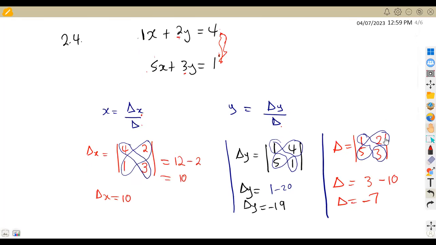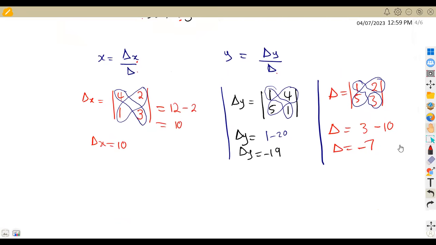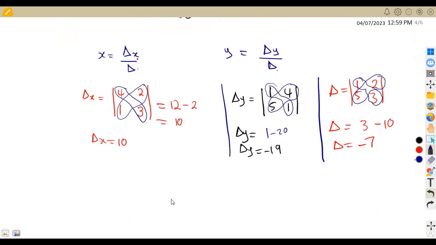So with this information, it is enough for you to have the value of x and the value of y, since we said x is equivalent to the determinant of x over the determinant with respect to constants. So we are going to have 10 for the determinant of x over the determinant of constants, which is negative 7. So that is going to be negative 10 over 7. Or as a decimal, that's negative 1.429, okay?